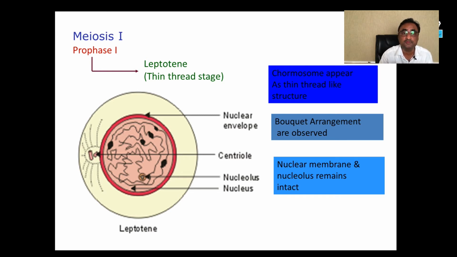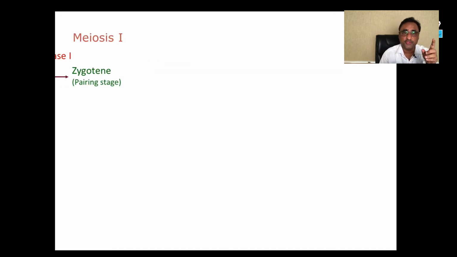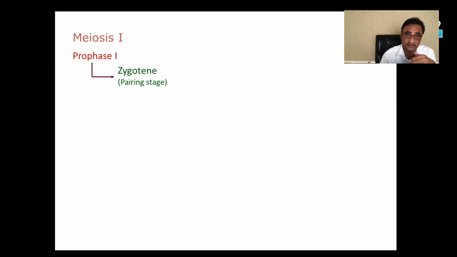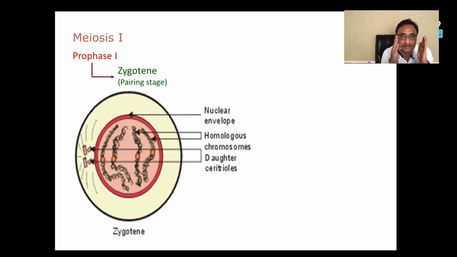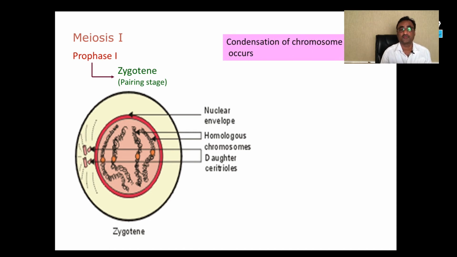The next comes the zygotene, and zygotene is called the pairing stage. You know, prophase is known for condensation. So from leptotene onwards, the chromosome has started condensing, and in the process of pairing, maternal and paternal chromosomes come close to each other, right? And the process is actually called synapsis. Okay, so homologous chromosomes get paired.